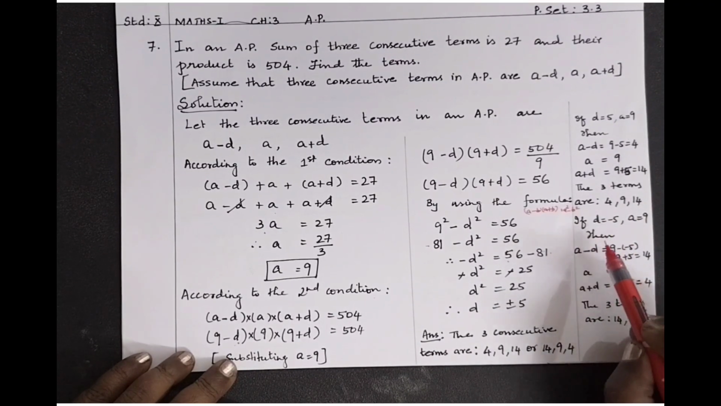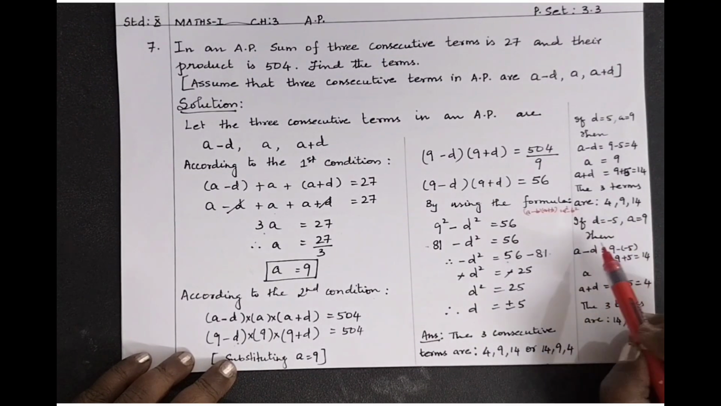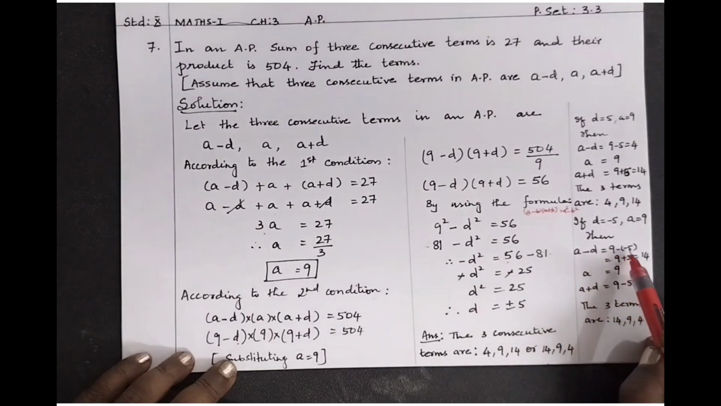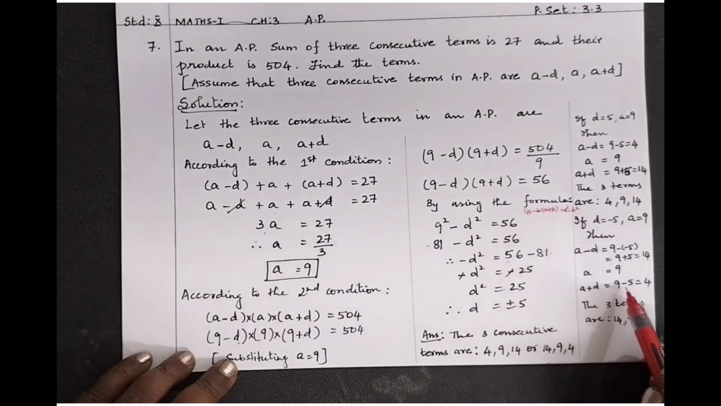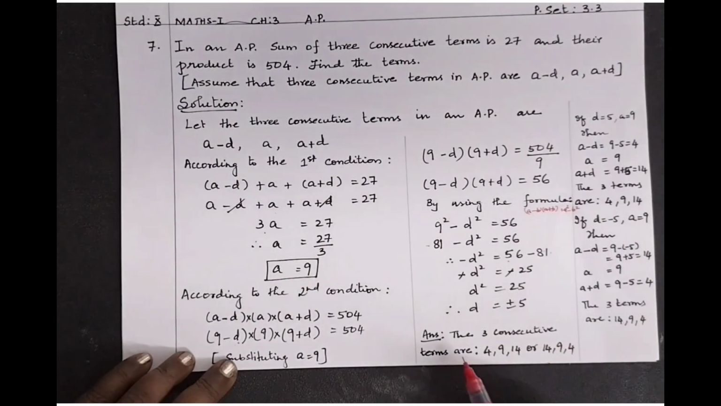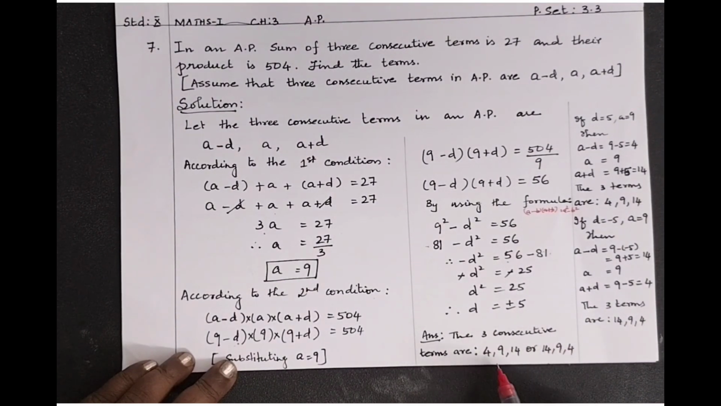When d is equal to minus 5 and a is 9, then the first term a minus d is 9 minus of minus 5, which is 9 plus 5, which is 14. The second term is 9. a plus d is 9 minus 5, which is 4. The three terms are 14, 9 and 4. Therefore, the three consecutive terms are either 4, 9, 14 or 14, 9, 4.